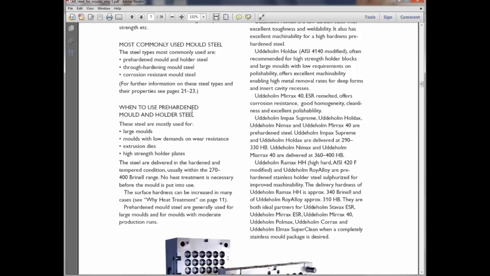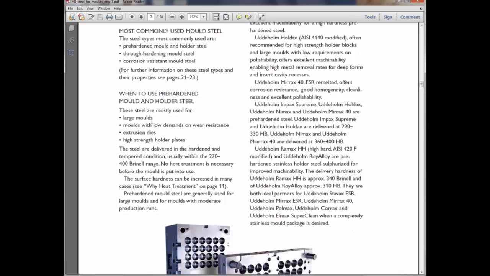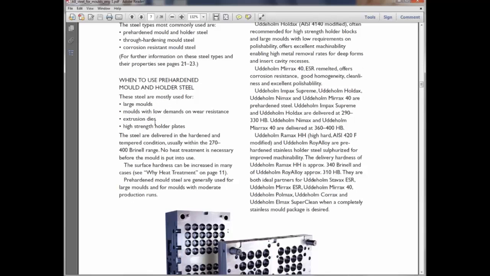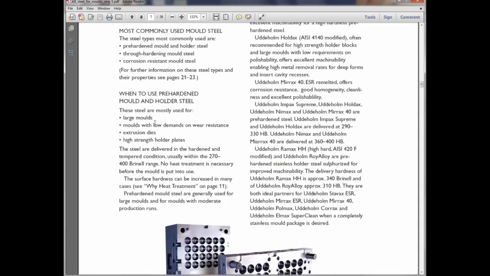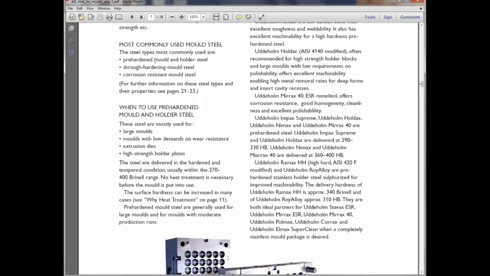And when to use pre-hardened mold and holder steel? Can you explain a little about this holder steel? Pre-hardened is a soft material, right? Pre-hardened means material that is already hardened, and then we go for machining. I will take this in two or three pages, because there is a more elaborate slide over there, so I will tell you about it.